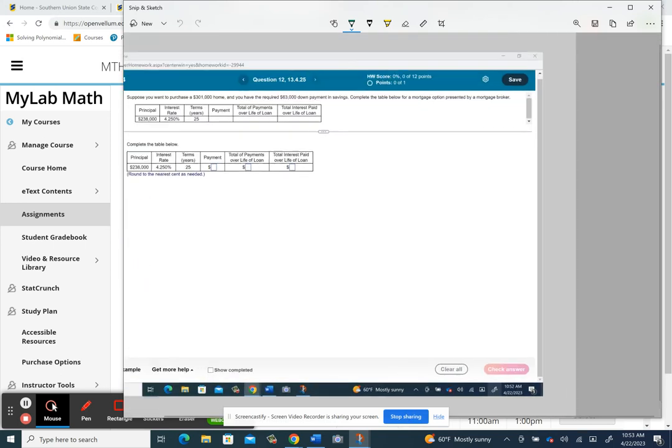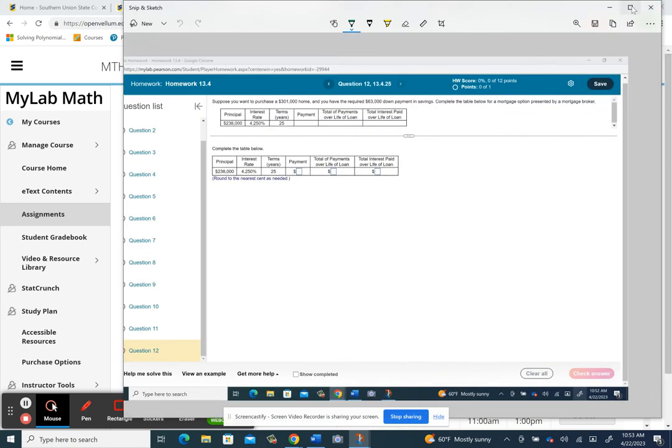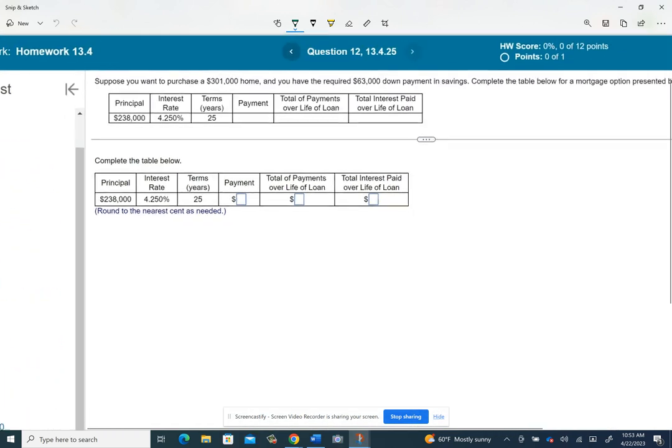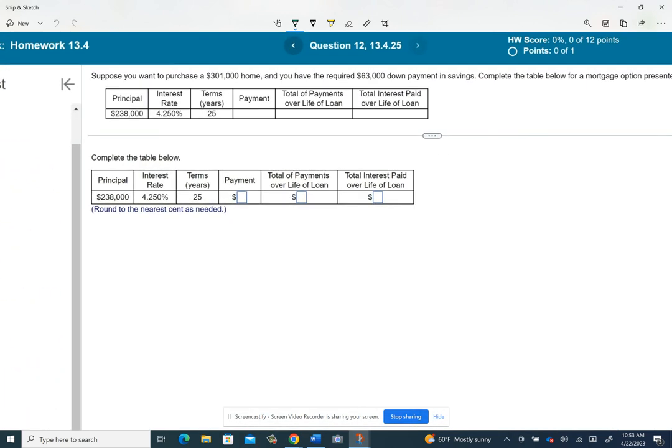Okay, I want to help you with one of the homework problems from 13.4. This question right here, we didn't have one just like this as an example. All right, so what's going on here is we're ultimately trying to figure out the total of the payments that we make over the life of the loan, and then that'll enable us to calculate the total amount of interest we pay over the entire life of the loan.